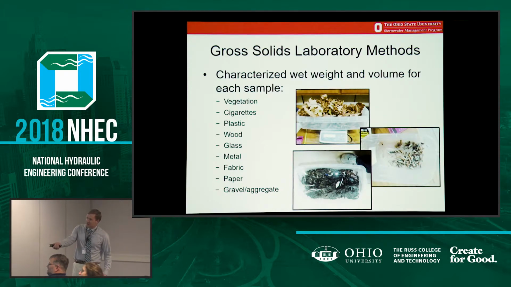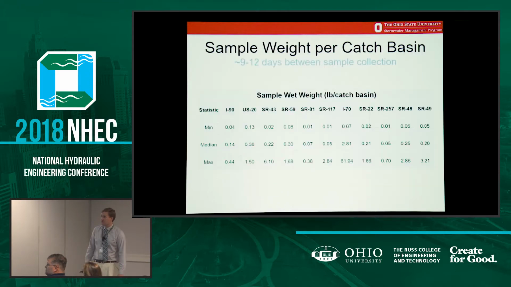But you can see the different sort of bins of data that we collected here, and these are some of the samples here. People in Ohio, I guess, smoke a lot. There's a lot of cigarette butts, surprisingly. But here's an idea of the sample wet weight per catch basin. So this is thinking now about how do we maintain this. We're going out with a vac truck, so how many vac trucks do we need, that kind of thing. So knowing the wet weight could tell you that kind of information.